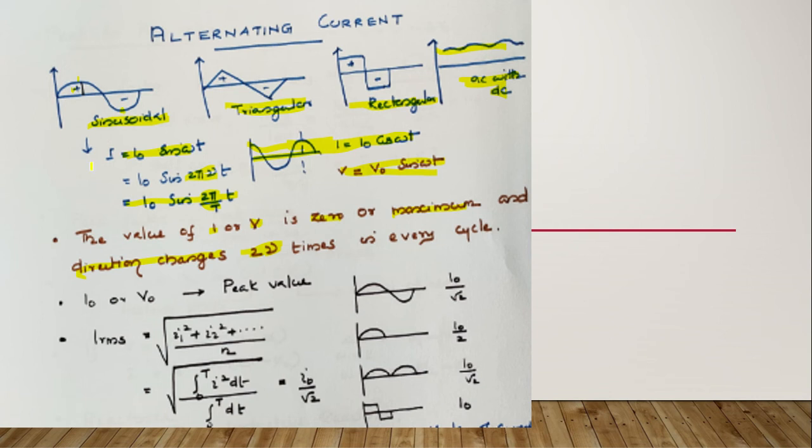See I0, this is the peak value and is I0 or V0. And another very important term you have to analyze is the RMS value.